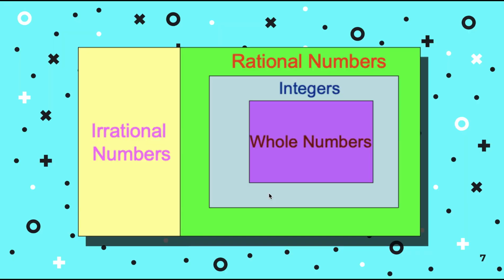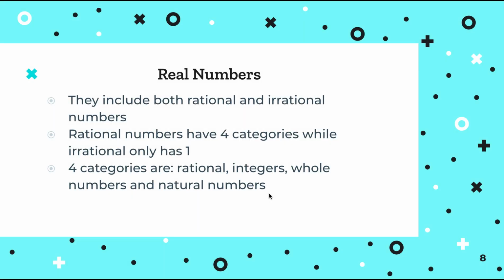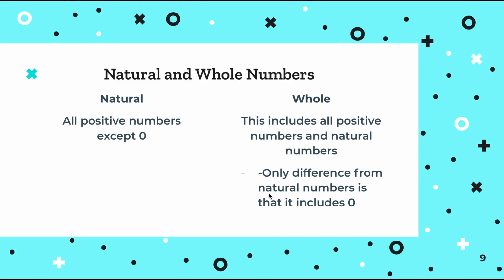Here's a diagram to show you how irrational and rational numbers are divided. Real numbers include both rational and irrational numbers. Rational numbers only have 4 categories, while irrational only has 1 itself. The 4 categories of the rational numbers are rational, integers, whole numbers, and natural numbers.